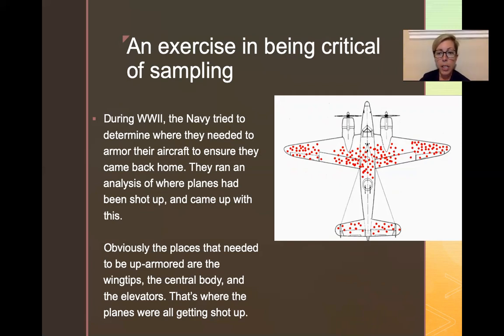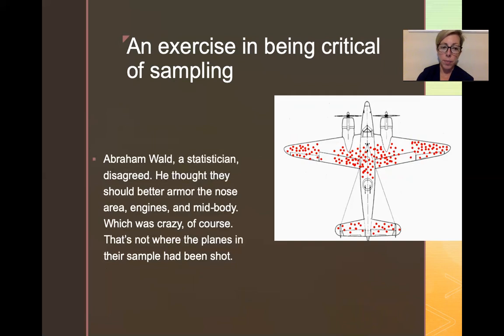There's a picture up here. You can see bullet patterns on planes that were recovered. So obviously, the first inclination was, oh, well, it looks like the wingtips are the places that need to be reinforced. Some of that back behind the engines, also on the body of the plane, needs to be reinforced. However, a statistician looked at this and said, you guys got it all wrong.